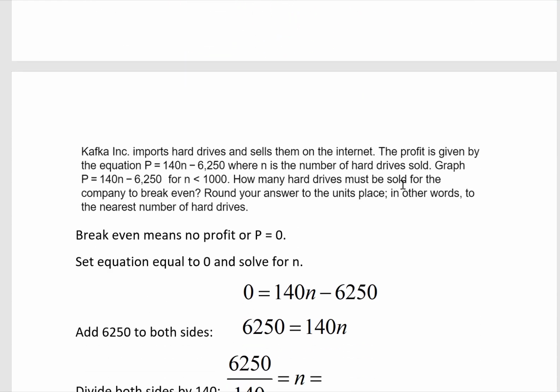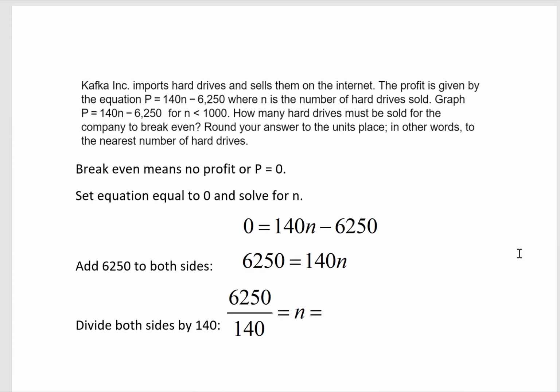And finally, an application problem. Kafka Inc. imports hard drives and sells them on the internet. The profit is given by the equation P equals 140N minus 6,250, where N is the number of hard drives sold. Graph the function. How many hard drives must be sold for the company to break even? Round your answer to the units place, in other words, to the nearest number of hard drives.